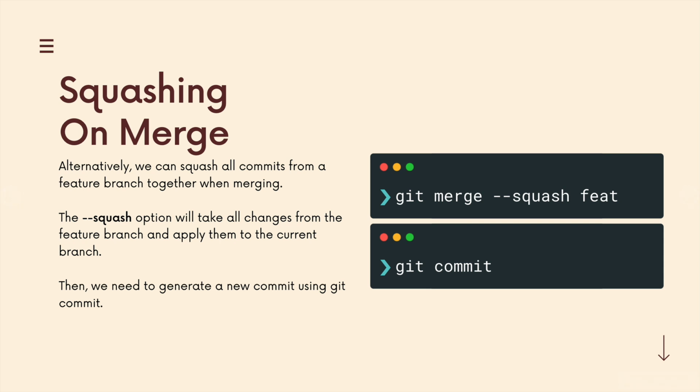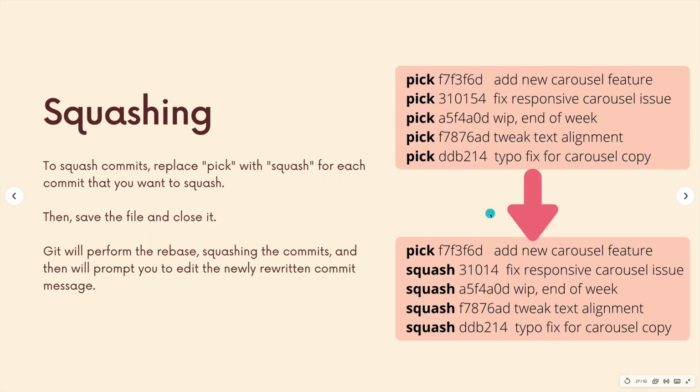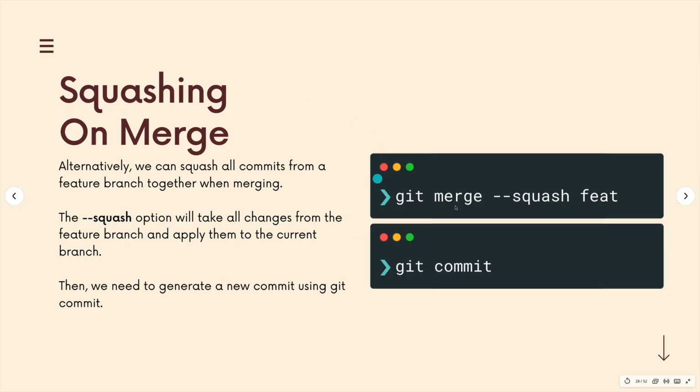There is one other option, which is to use the dash dash squash option when we use git merge. Now this behaves a bit differently. You have less control in this scenario. So with this interactive rebase option, I could selectively squash this one commit into the prior commit. I don't have to squash everything on the branch. But if we use this option, we'll merge a feature branch, typically, into some other branch with dash dash squash.